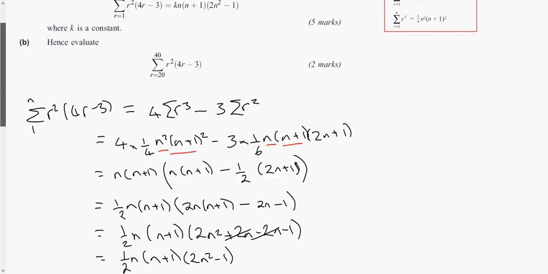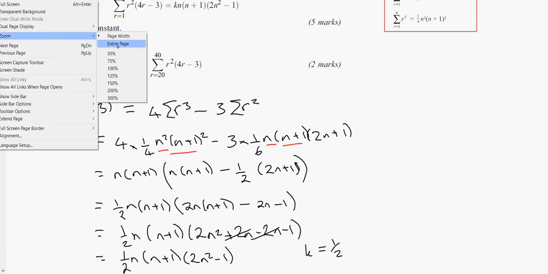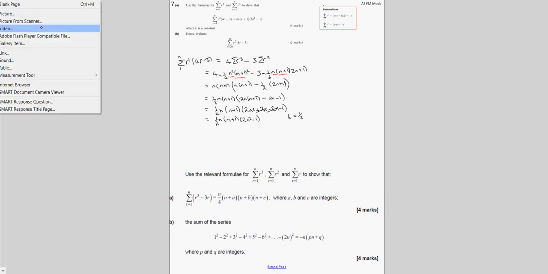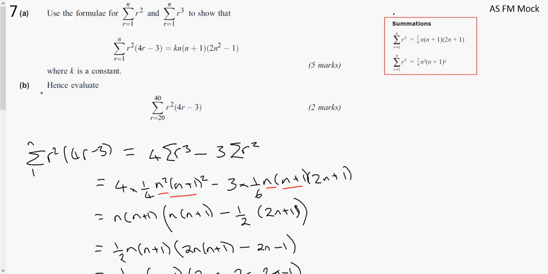Then I'm going to check what we were showing and whether it matches. As you can see, those two things match. k is a half. So I have shown. What do they want us to do now? Oh, I forgot the second part of the question there.